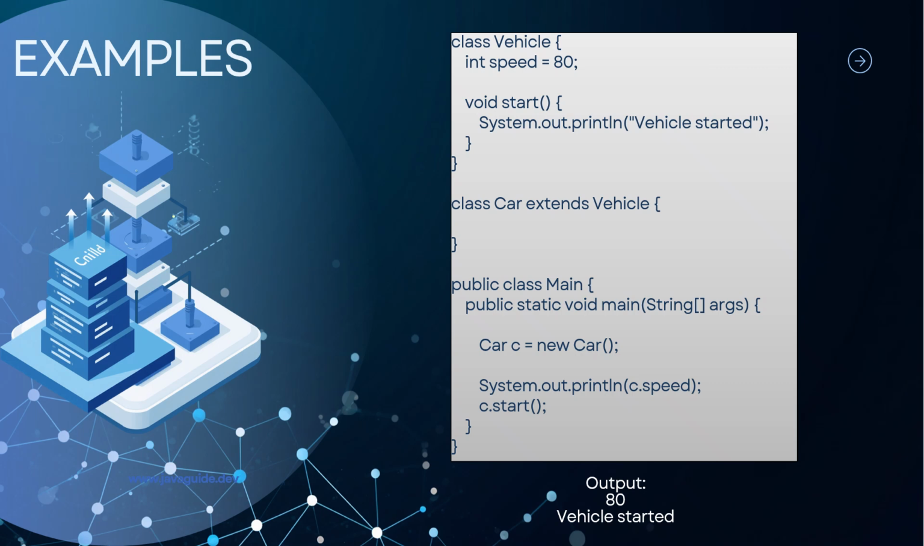Because the car class extends the vehicle class, the child class can directly access the parent class variable. So, the output will be 80. Similarly, when we write c.start, the start method from the parent class is executed and the output will be "vehicle started". So, this example clearly shows how the child class can reuse the variables and methods of the parent class using inheritance.